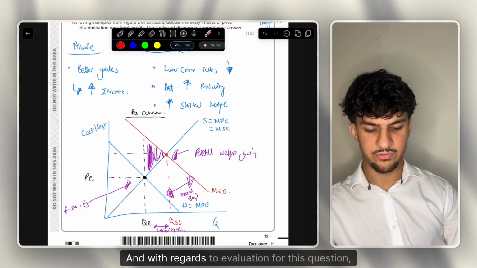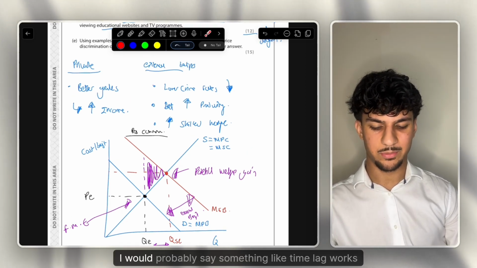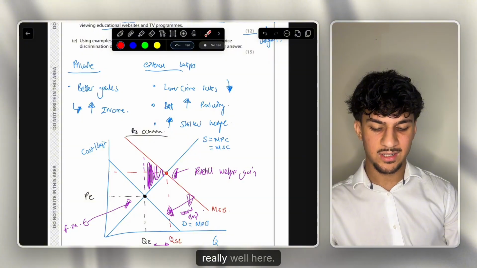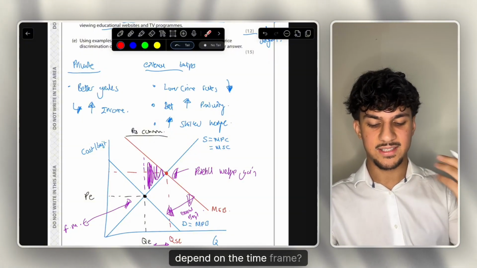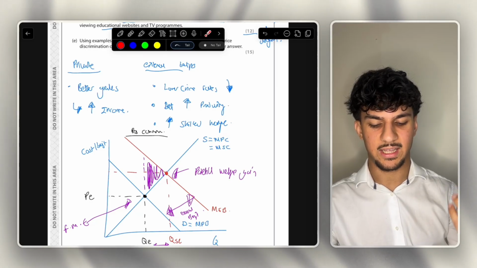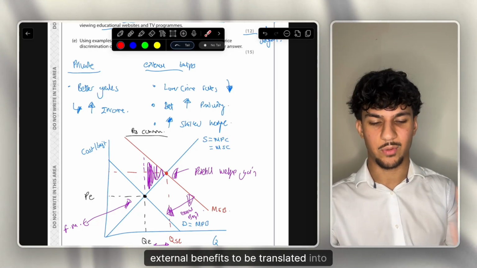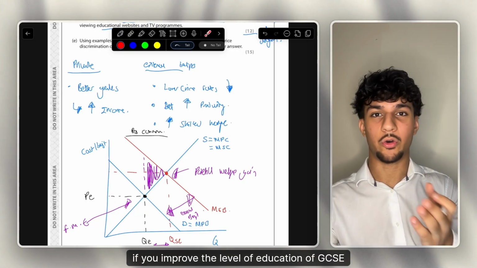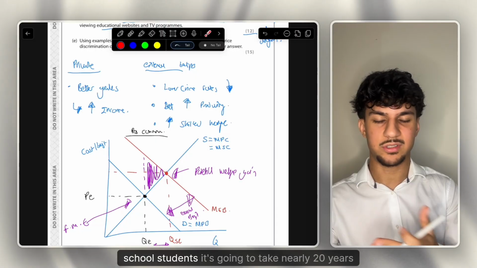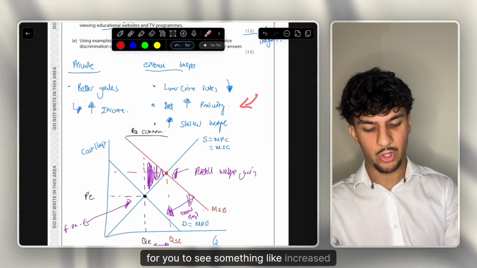And with regards to evaluation for this paragraph, I would probably say something like time lag works really well here. However, it depends on how the external benefits depend on the time frame. In the short run, it's going to take a long time for the external benefits to be translated into society. Why? If you improve the level of education of GCSE students or even primary school students, it's going to take nearly 20 years for you to see something like increased productivity, lower crime rates.